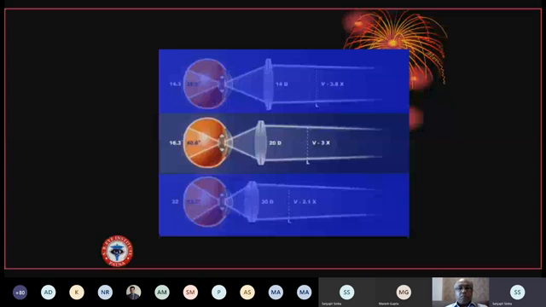This slide everyone must know. From the exam point of view, they will ask you differences between direct and indirect ophthalmoscopy. This is available in most of the textbooks, so you can go through this.